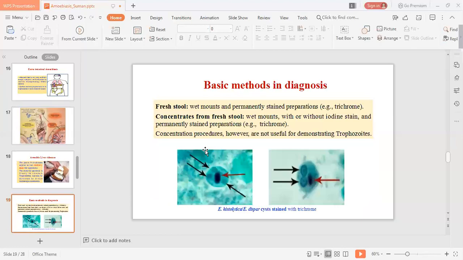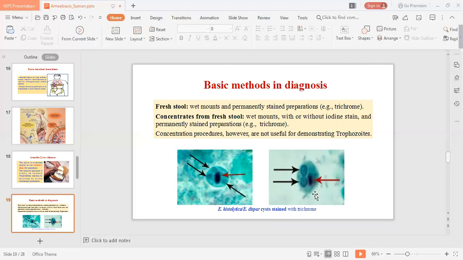So what are the basic methods for the diagnosis of this particular pathogen? First, you have to collect fresh stool. Then you have to go for wet mounting and permanent slide preparation and stain it using a trichrome dye. So trichrome dye will reveal these two types of pictures for the two types of strain. This one is Entamoeba histolytica and this one is Entamoeba dispar. The only difference is in the size of the nucleus, because both are almost similar in their morphology.